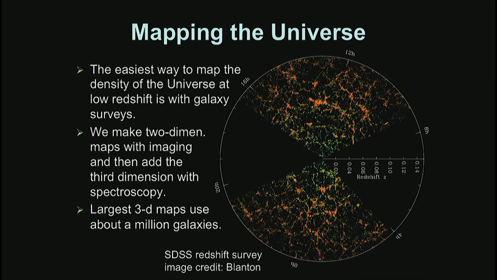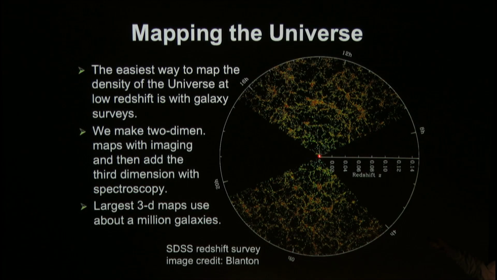The largest maps use about 1 million galaxies. And this is a picture of it from the SDSS where we are here. And this is looking out in redshift. So this is, let's see, that's about 2 billion light years away. And you can see the large-scale structure. This is just sort of a swath across the sky. So you can see that the universe has a lot of clustering. And we're now looking for a subtle effect on top of that.